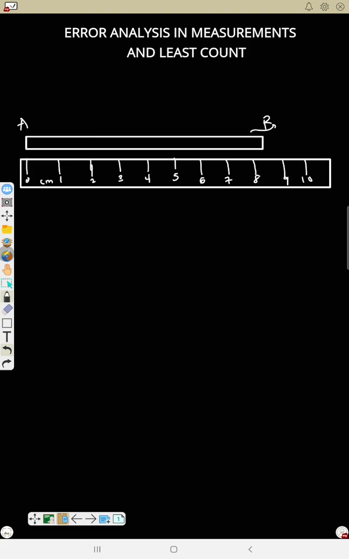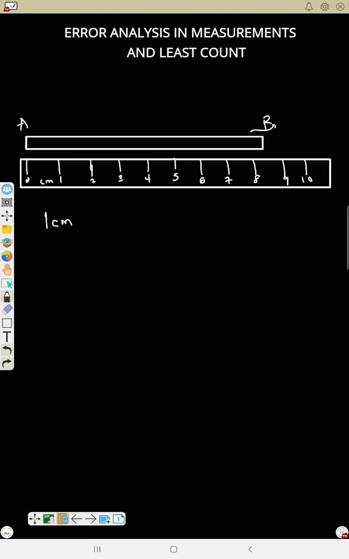In the picture we can see that length AB is more than 8 centimeter and less than 9 centimeter. You can see that from here to here is 8, but this length is more than 8 and also less than 9. So in this case, the least count of this centimeter scale is 1 centimeter because we show only the centimeter scale, no calibration here. It can measure accurately up to centimeters only.